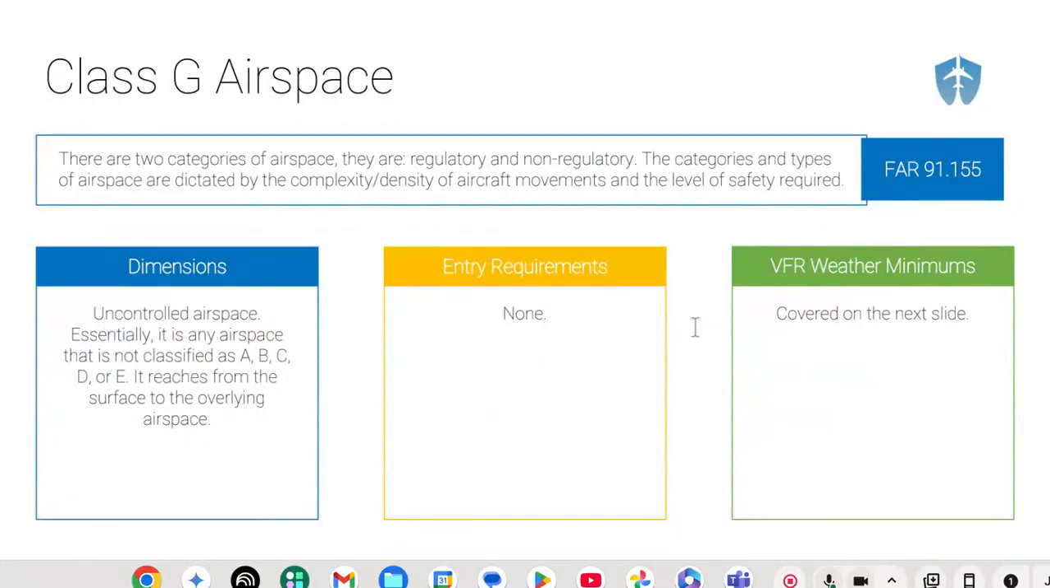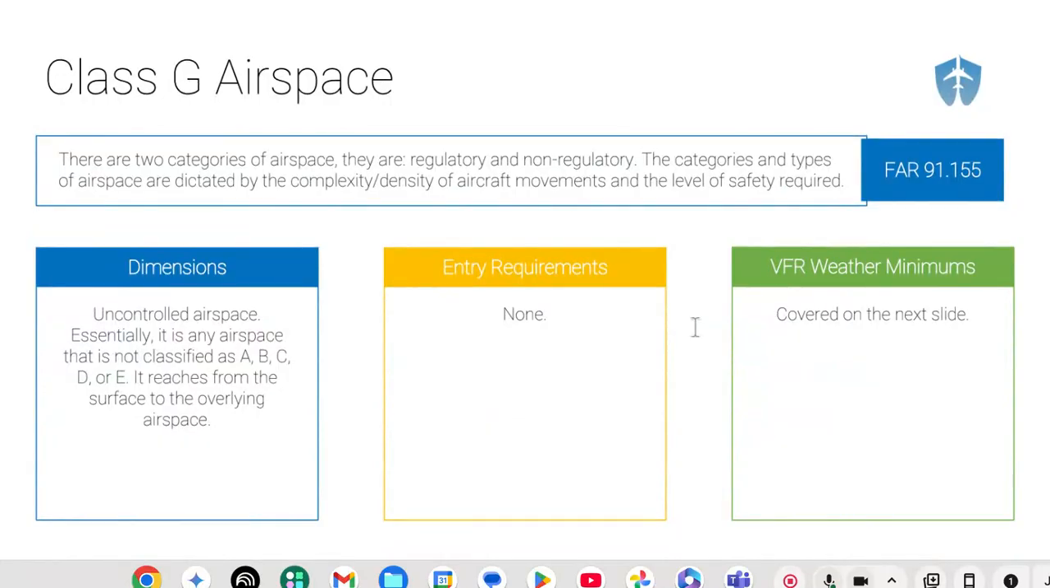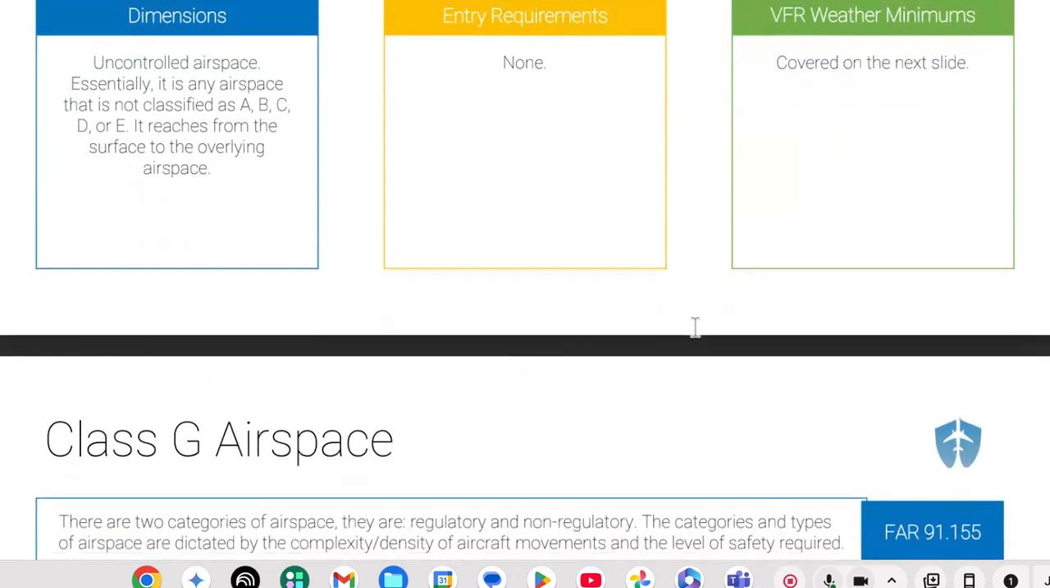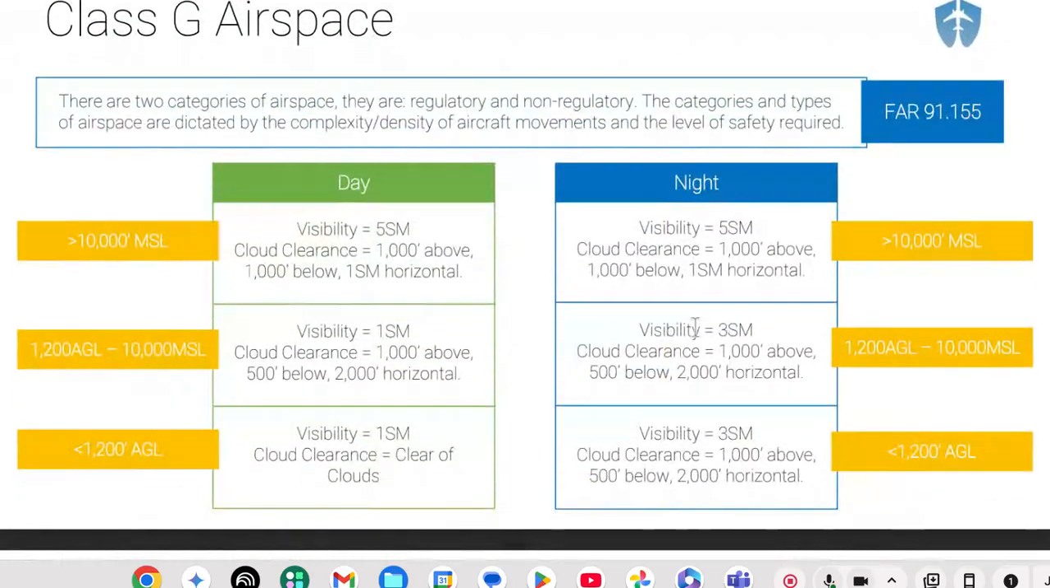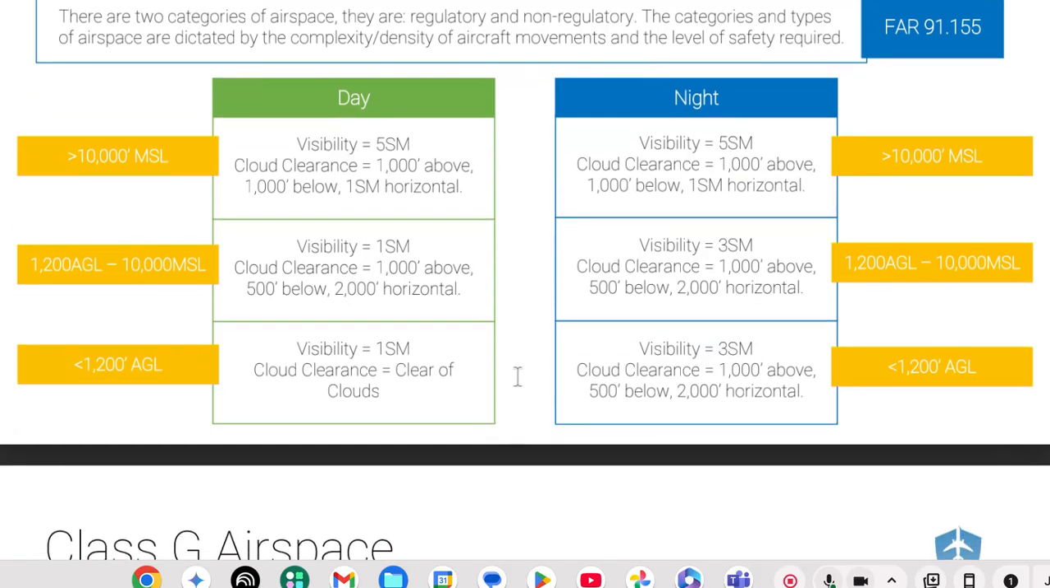Alright, and last stop is Class Golf, so it's uncontrolled. There are no entry requirements, and the weather minimums are a little bit tricky for this one. I have this chart, and I'm not gonna read it all out, but the biggest thing is you're gonna have day and night. They are a little bit different, and also depending on the altitude you're flying in Class Golf, you're gonna have different weather minimums.